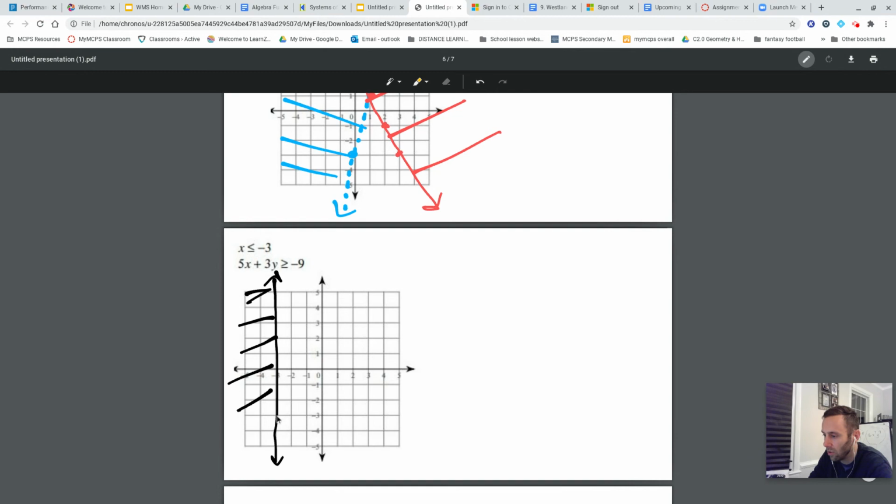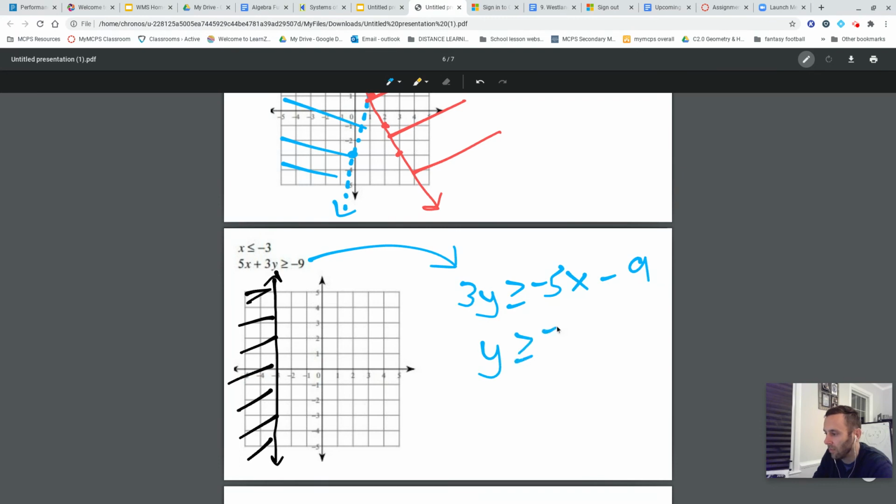Now notice I'm not going to actually shade it in yet because we need to see where the other one is. Okay, so the other one, I have to solve this for y because you can't graph it otherwise. So I move over the 5x by subtracting 5x on both sides. And that leaves me with this. And then I'm going to divide both sides by 3. Don't flip the sign because it's negative 5 over 3x. I did not divide by a negative number. And negative 9 divided by 3 is negative 3.